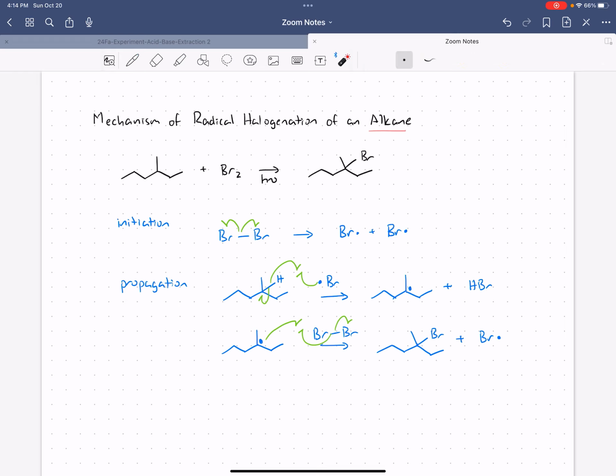What's interesting here is that this Br radical that was generated in the second step of propagation can go back to the first step and start the process over again.